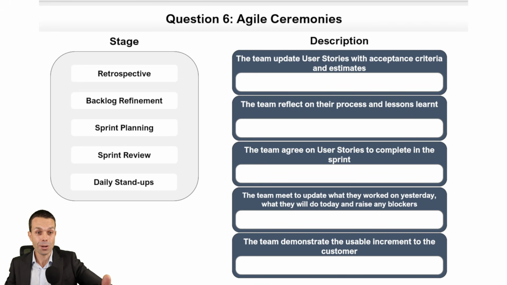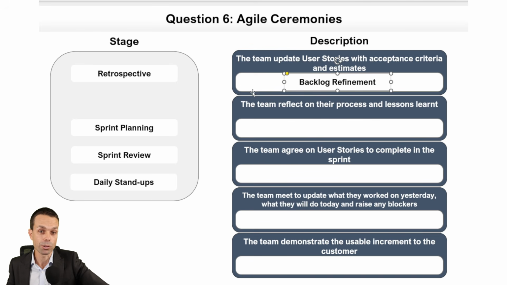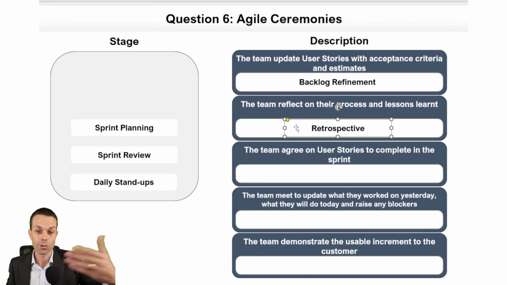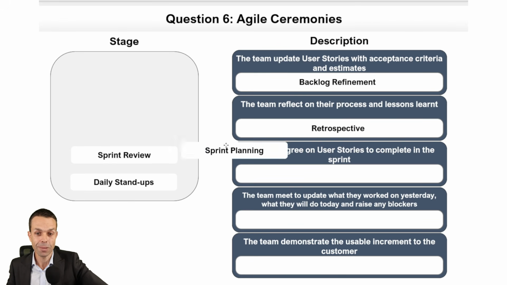And the next one is Agile Ceremonies. Oh, so what do we actually do? And we've already had some clues. So a team update, user stories with acceptance criteria. That sounds like our backlog refinement, where we're updating those user stories. We're refining the backlog, making sure user stories are ready. The team reflect on their process and their lessons learned. That's our retrospective. So we're improving our process for the next iteration or the next sprint, always trying to get better. The team agree on user stories to complete in the sprint. That's our sprint planning. And I hope you are beating me to these as we're going along.